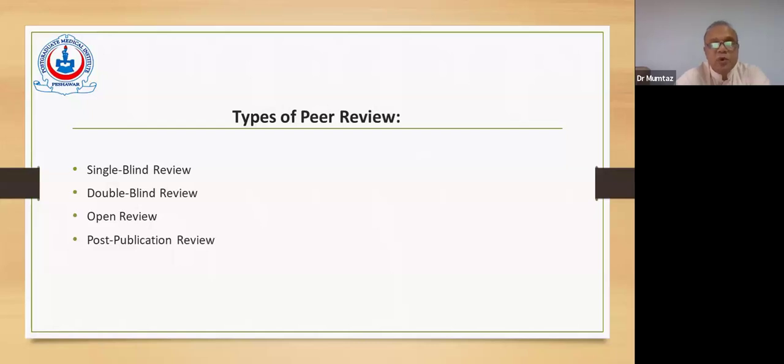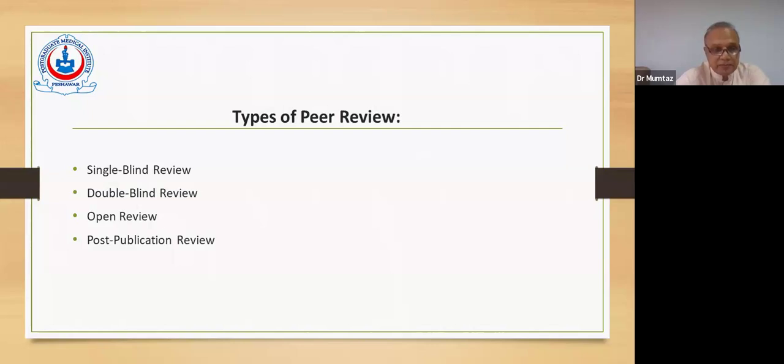The third type is open review. In open review, obviously everything is known to both the parties. They know each other, who is reviewing and who are the authors. And there is a fourth type yet, post-publication review.